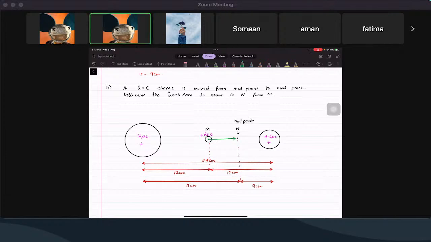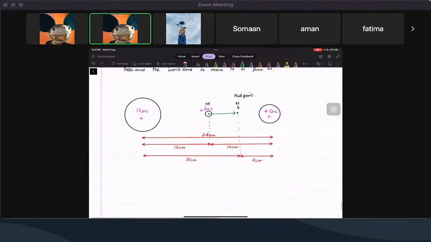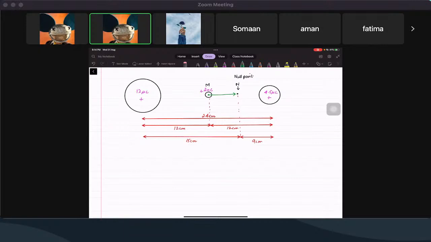Now, whenever this type of question comes, where there are two charges or three or whatever, no matter how many, if you got to go from one point to another, you got to find potentials on both points. So first of all, step 1. Step 1 would be to find the net potential.